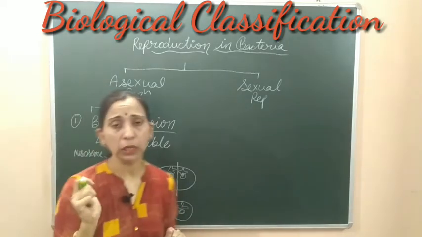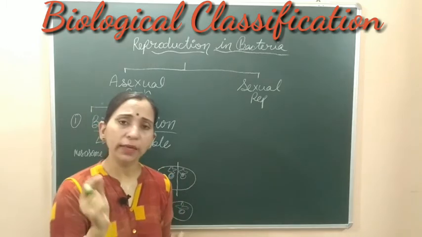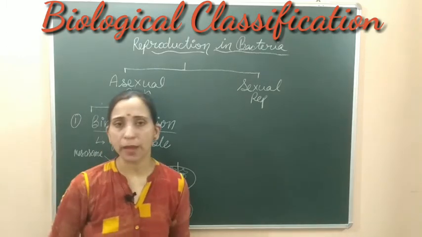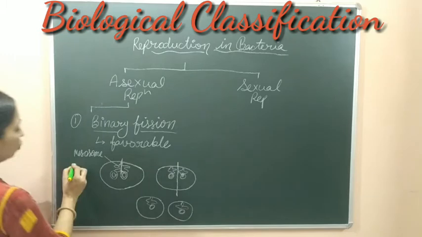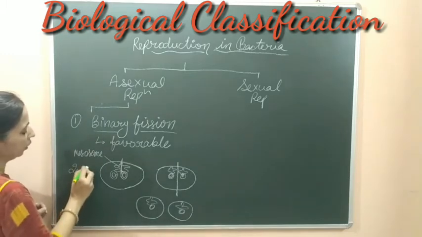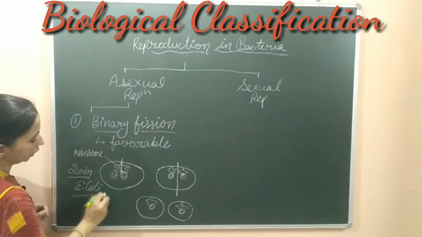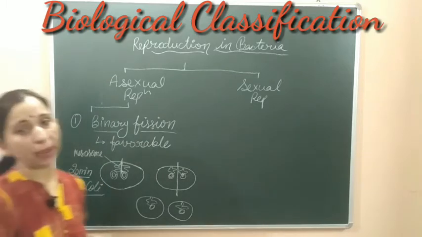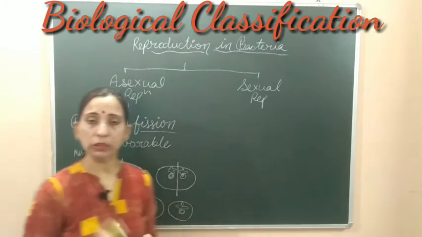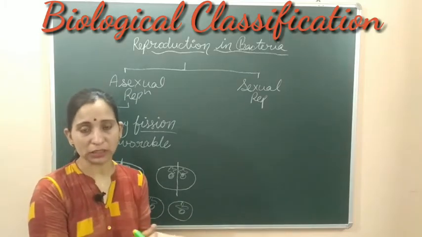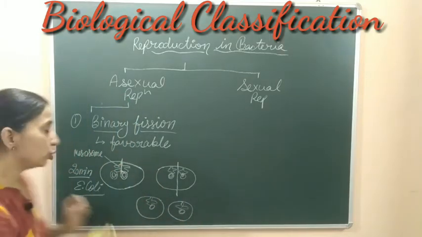In the case of bacteria, it takes very little time to reproduce by binary fission. Hardly 20 minutes. For example, we take the example of E. coli, that is Escherichia coli, the bacteria. This E. coli bacteria completes its binary fission within 20 minutes.